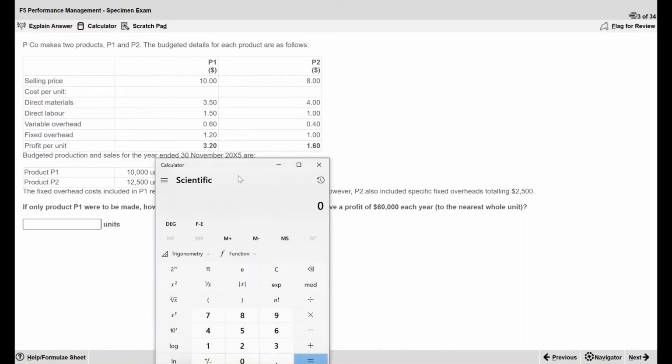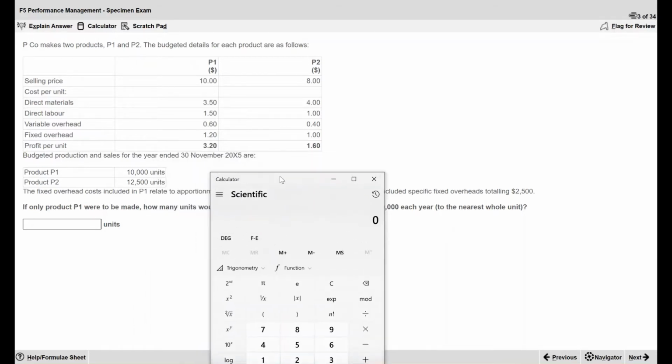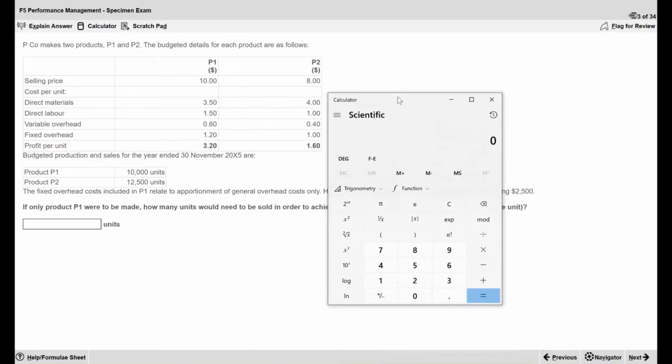So total fixed cost is not given, cost per unit is given. We can take the cost per unit, multiply by total number of units, which will give us total cost. Like 10,000 multiplied by 1.20 will give us 12,000, and then 12,500 multiplied by 1 will give you 12,500. So 12,500 plus 12,000, we have 24,500. Minusing the specific fixed cost, we have 22,000 fixed cost.